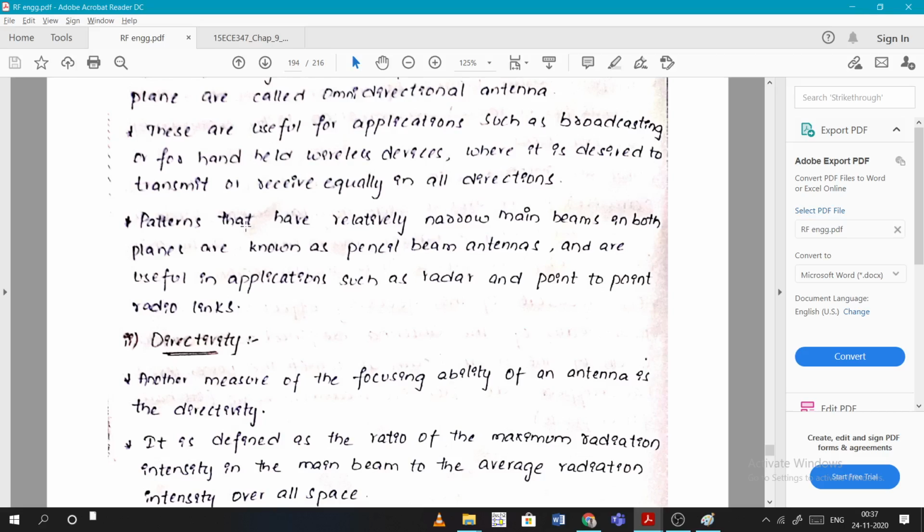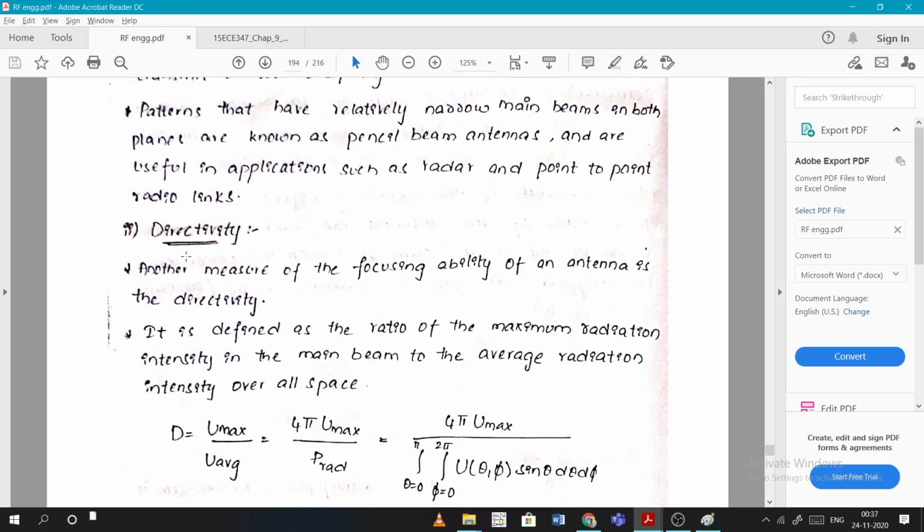Okay. Now coming to the relation for directivity. What is directivity?